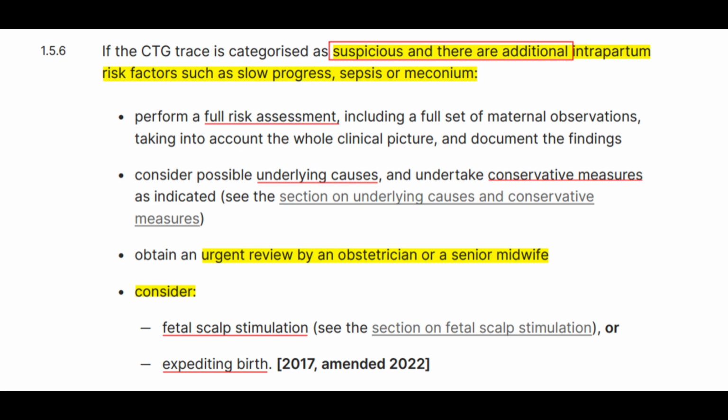If the CTG trace is categorized as suspicious and there are additional intrapartum risk factors such as slow progress, sepsis, or meconium, perform a full risk assessment, including a full set of maternal observations, taking into account the whole clinical picture, and document the findings. Consider possible underlying causes and undertake conservative measures as indicated. Obtain an urgent review by an obstetrician or a senior midwife. Consider fetal scalp stimulation or expediting birth.